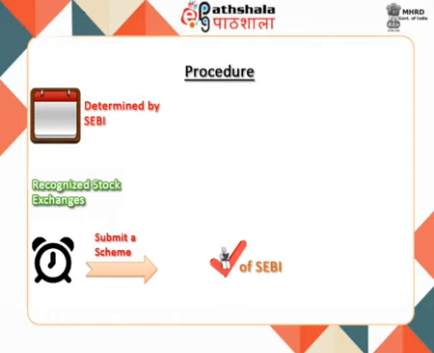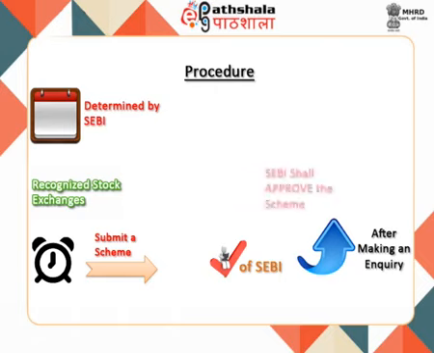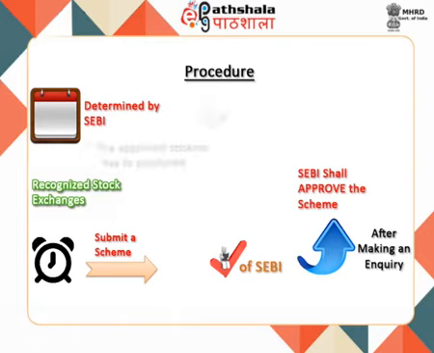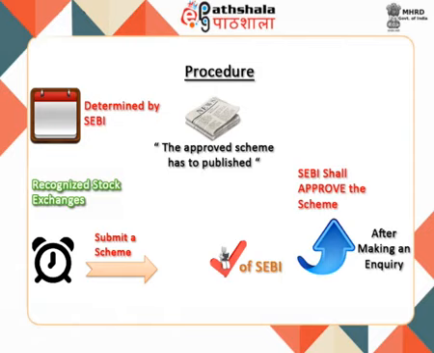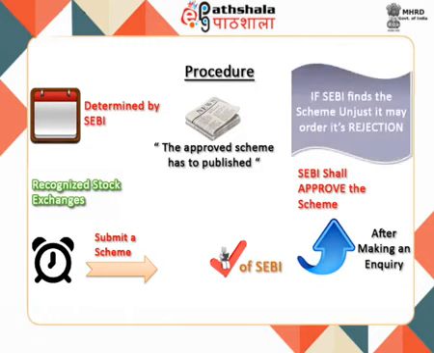On receipt, SEBI, after making an inquiry and being fully satisfied in such regard, approves the scheme either with or without modification. The approved scheme must be immediately published by SEBI and by the recognized exchange in two daily newspapers which are circulated in India. Where SEBI is of the view and satisfied that the scheme is unjust and not in the public interest, it may reject the scheme and publish the order of rejection in the official gazette.